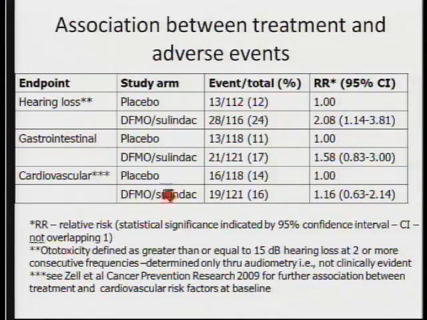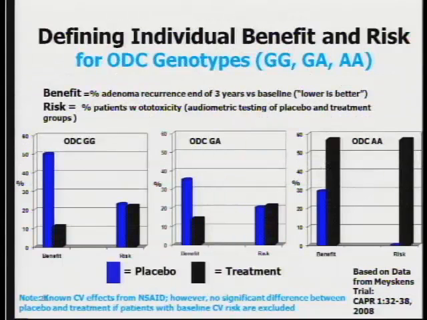We've looked at a number of other toxicities. We've published about this cardiovascular toxicity that we think is associated, and other people think are associated, with the use of nonsteroidal anti-inflammatory drugs, and I'm going to come to this at the very end. But in terms of this hearing loss, and in thinking about the ODC genotype, again, our focus is what's the pathway, what are the drugs that are inhibiting the pathway, and then what's the consequence of the drug in that pathway. So we've looked at benefit, and the benefit for placebo or treatment is the adenoma reduction.